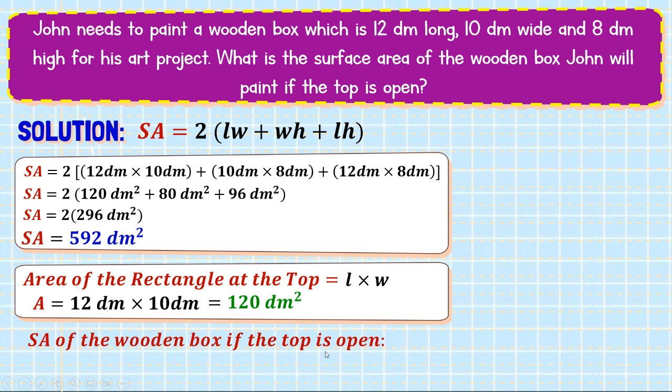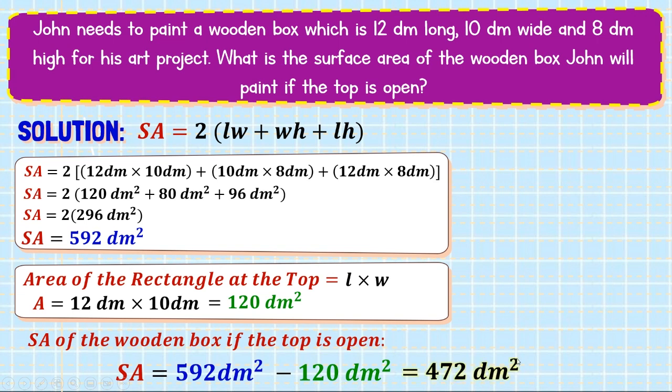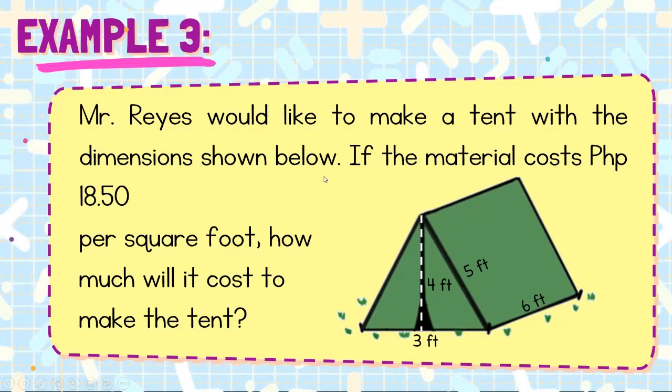If the top is open, so 592 is the total surface area minus 120. This should be the top of the rectangular wooden box. Therefore, the surface area of the wooden box, if the top is open, is 492 square decimeter. So that would be the answer. Okay? Next, example number 3.